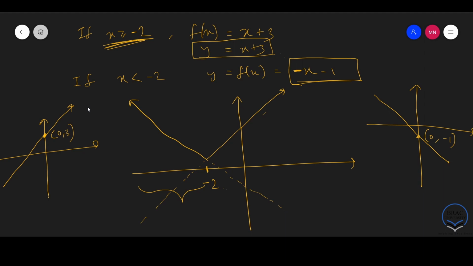right? So once again, this portion of the graph is only applicable for when x is less than minus 2, and this portion of the graph is only applicable when x is greater than or equal to minus 2. So we should rub this part out. So our graph for the function will look like this.